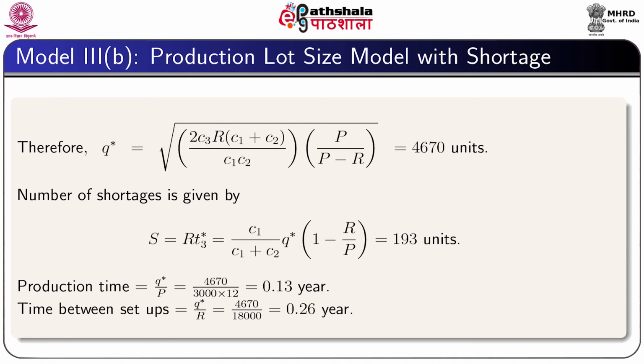Using these data, we can find Q star is equal to root over [2 C3 R into (C1 plus C2)] divided by [C1 C2] into P by (P minus R), which is equal to 4670 units. And the number of shortages can be obtained as S is equal to R T3 star, which is equal to [C1 by (C1 plus C2) into Q star] whole into (1 minus R by P), which is equal to 193 units. Then the production time can be obtained as Q star by P, which is equal to 0.13 year. And finally, we can find the time between setups, which is equal to Q star by R, equal to 0.26 year.